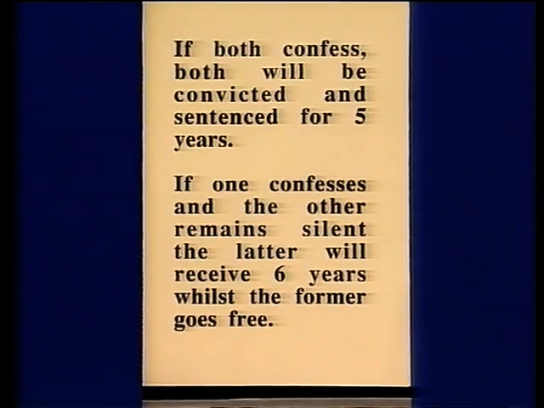If the 2 decide to confess, then they can both be convicted and sentenced for 5 years for a more serious offence. However, should one confess while the other keeps quiet, then the one who's confessed will receive no sentence at all for turning Queen's evidence, if you like, whereas the one who has remained silent will get 6 years, an extra 1 year for not cooperating with the police. Well, what should they do?